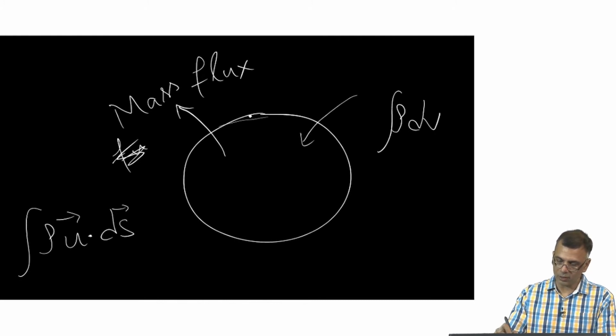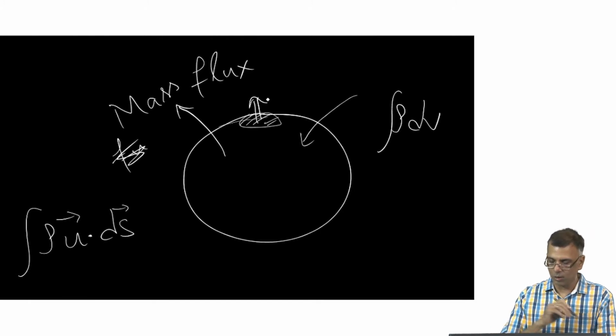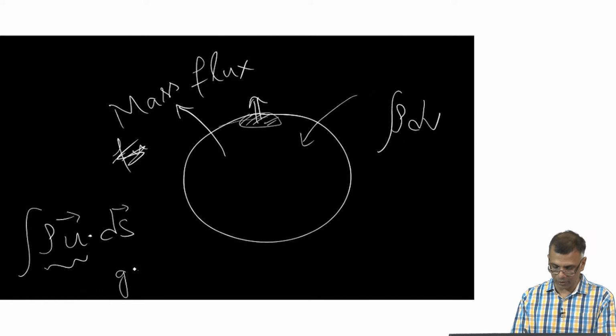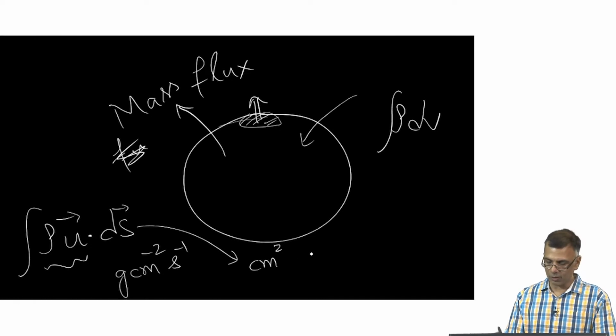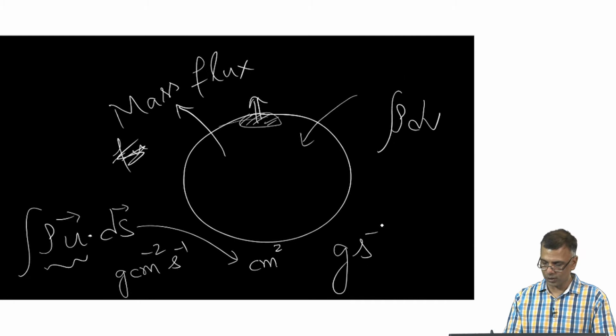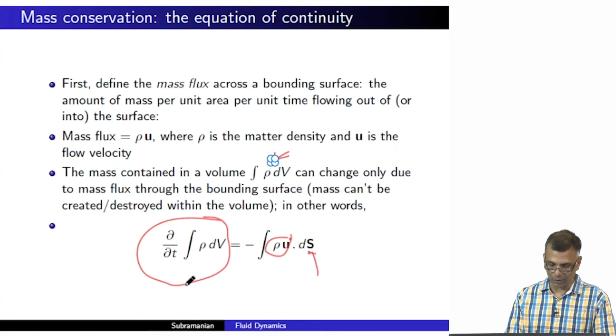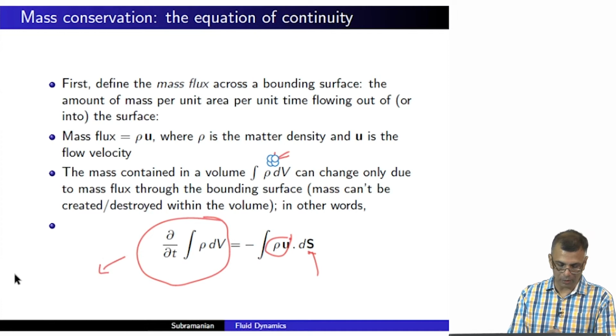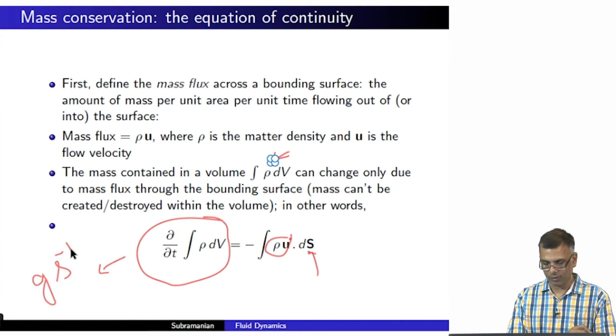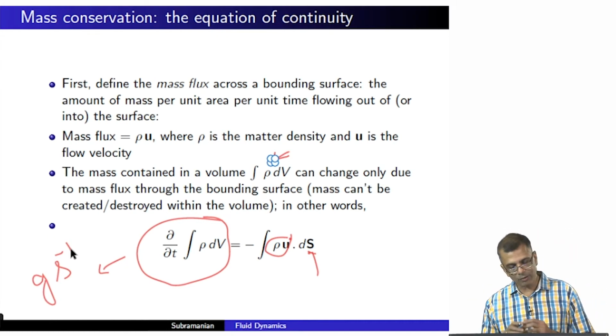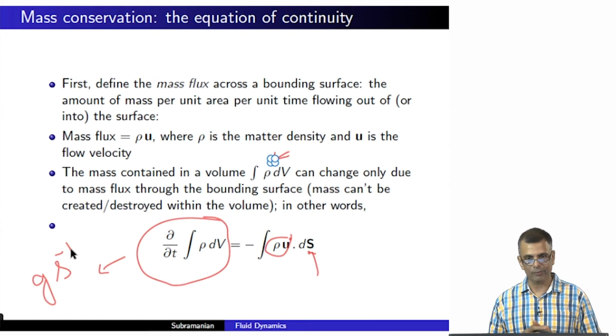Okay, where dS is just any small little surface element whose area vector is pointing outwards. So this is, by definition, and this is of course centimeter squared. So this integral has units of grams per second, and that's exactly what the units are here. This is in grams per second, right? So it's an extremely simple statement to make.